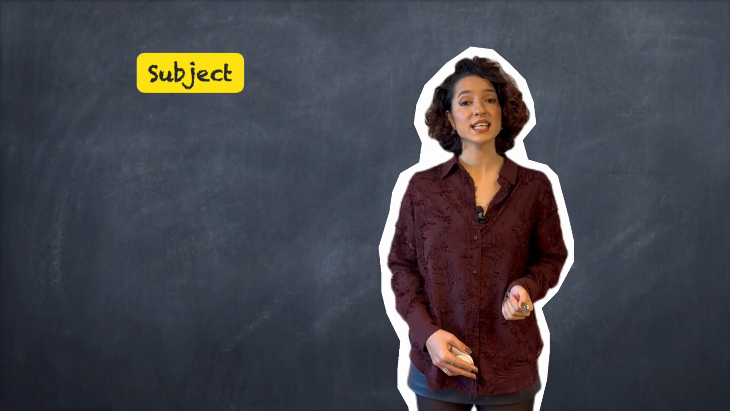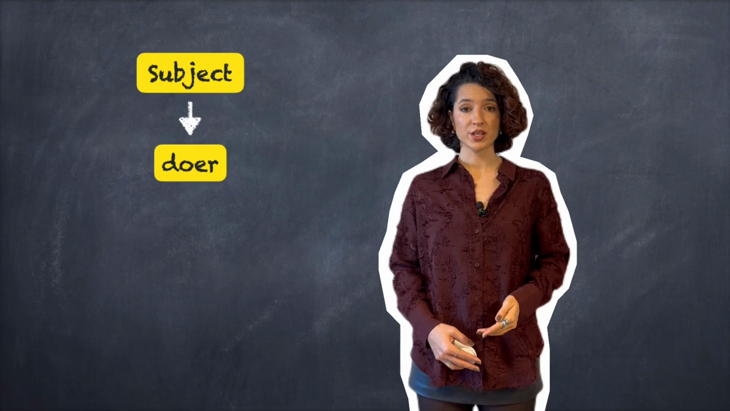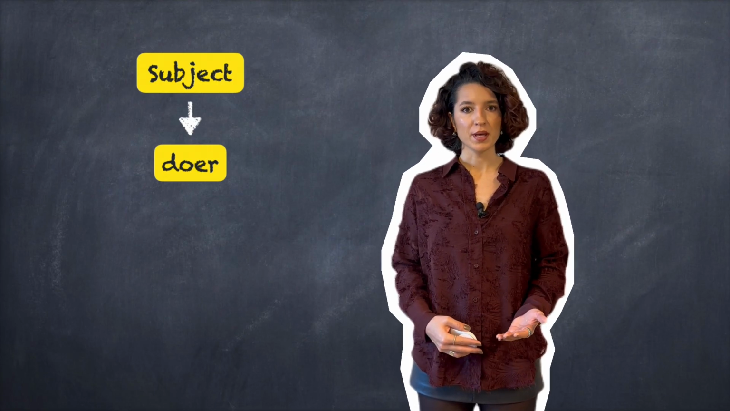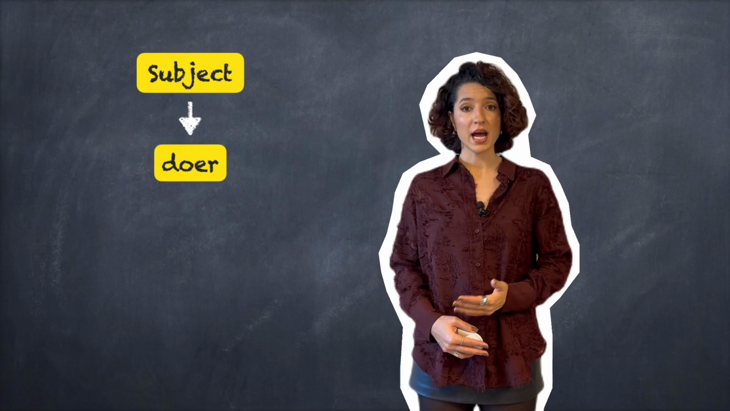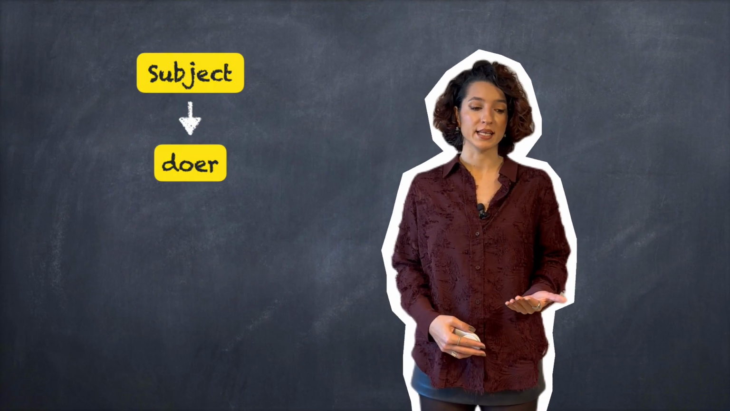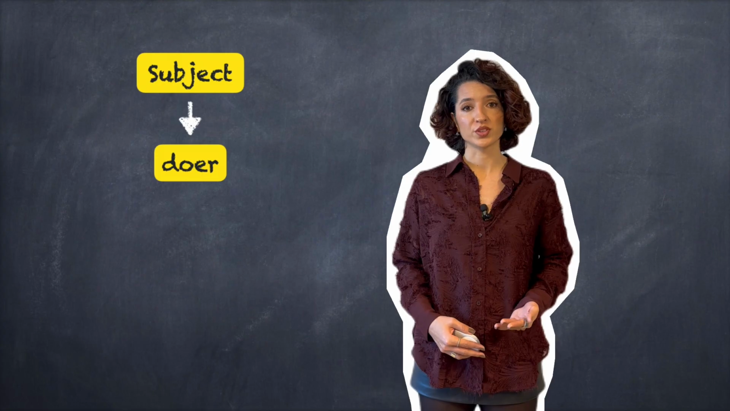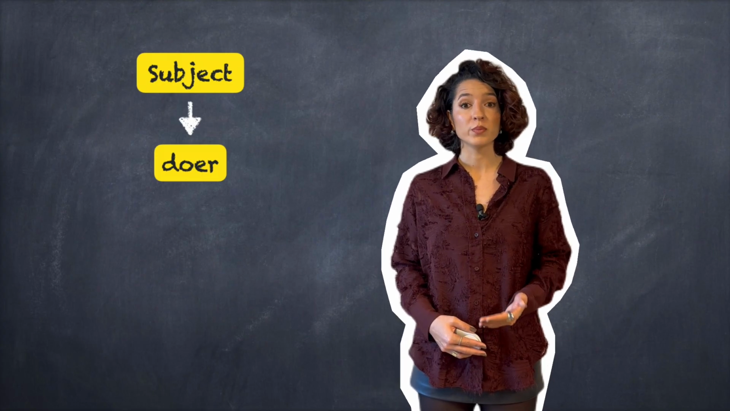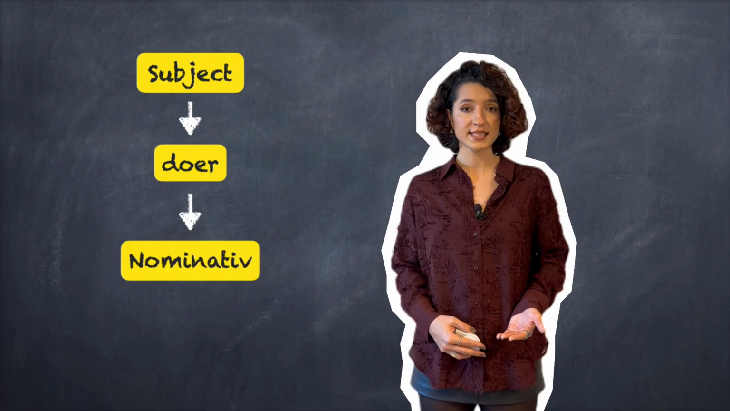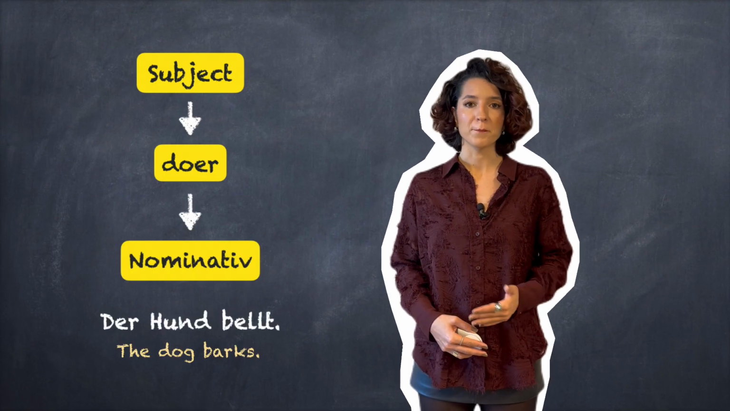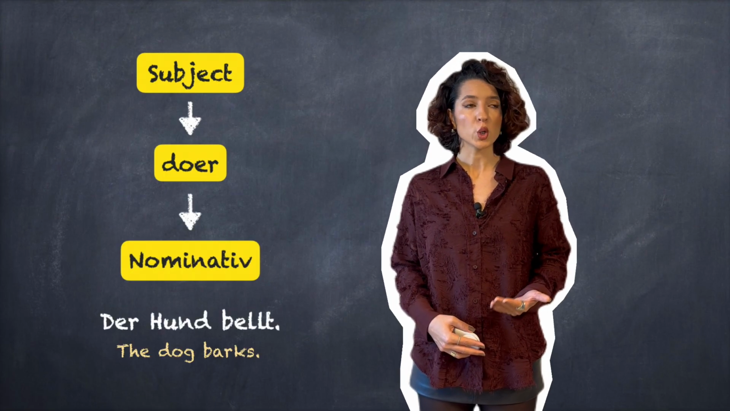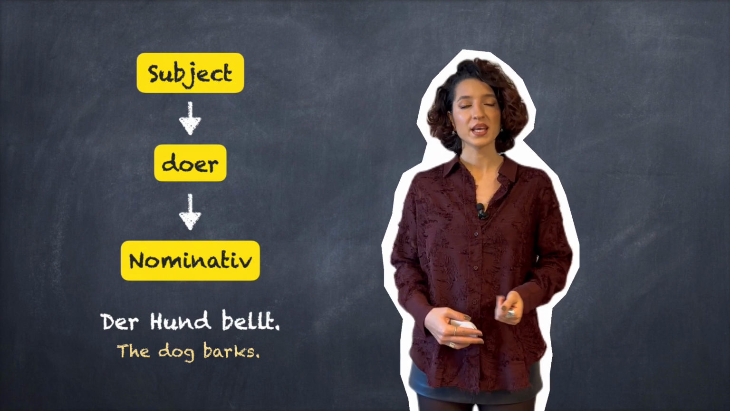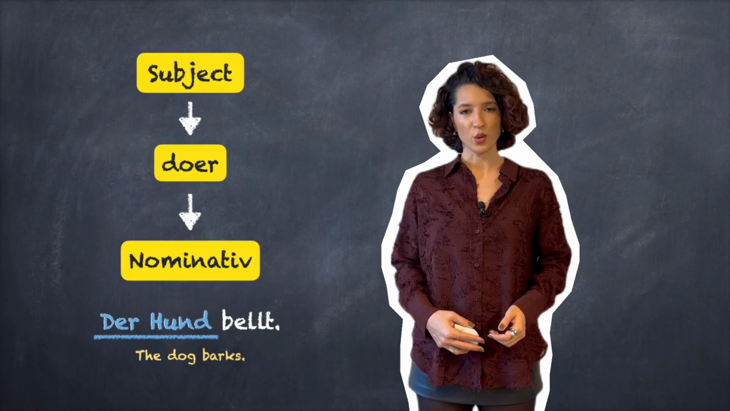The subject is the doer of the action and it's usually placed at the beginning of the sentence in German. But it also can appear after the verb, especially in questions or if you want to start the sentence with something else. The subject will always be in the nominative case. For example, der Hund bellt. We will ask, who is barking? In German, wer bellt? The answer will be der Hund.